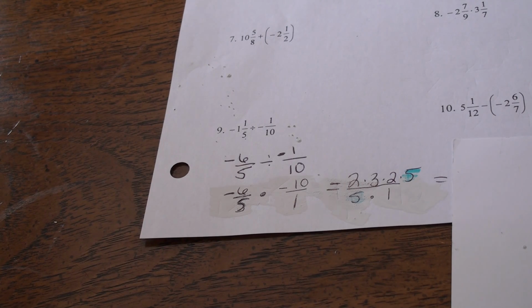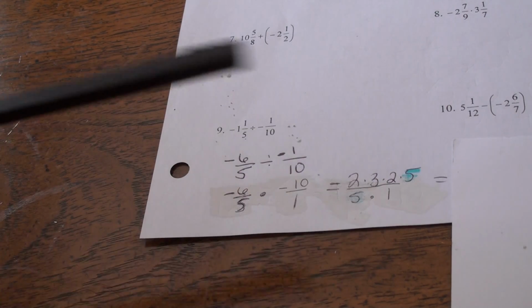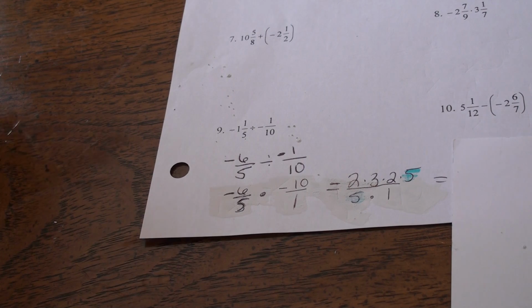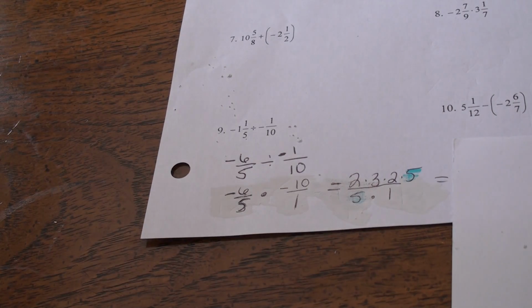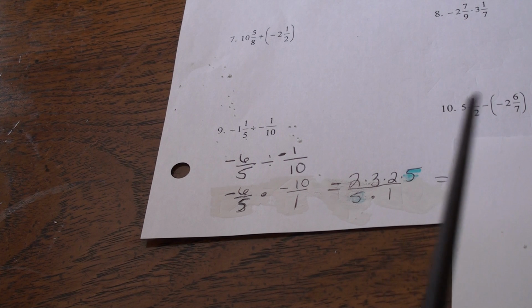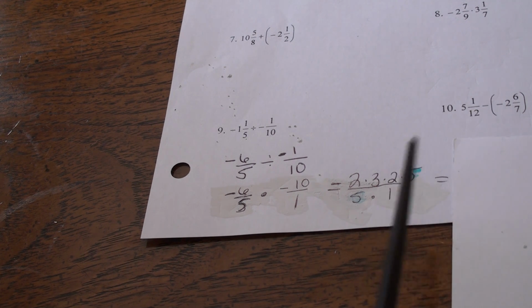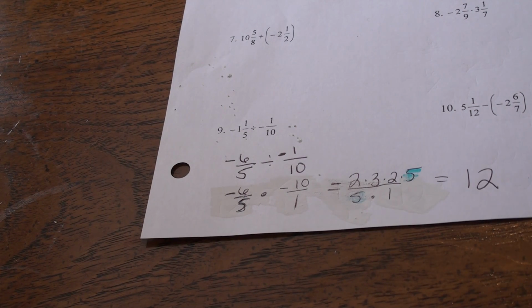Now in this instance, I highlighted the numbers that are in common, but you'll see it more traditionally crossed out, but I just wanted to make sure you could see them. So I have a 5 in the numerator and a 5 in the denominator. So those are going to cancel each other out. So I'm left with 2 times 3 times 2, which is 12, and 1. And 12 divided by 1 is just 12.